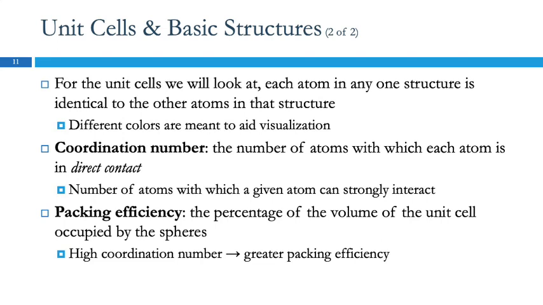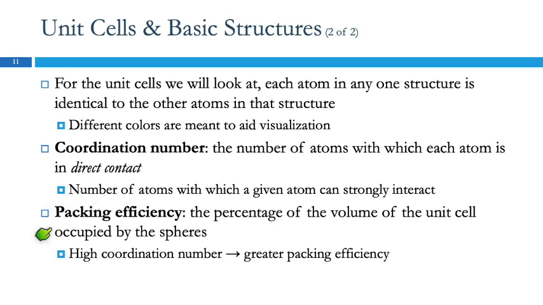So we're going to look at some unit cells, and they're just really generic. In this section, some of the spheres, the atoms, will have different colors, but that's just to make it easier to see what's going on. In all of these, all the atoms are the same atom. We talk about something called a coordination number, and that is the number of atoms that are directly touching a given atom. So what is it actually touching? That's the number of atoms that it can strongly interact with.